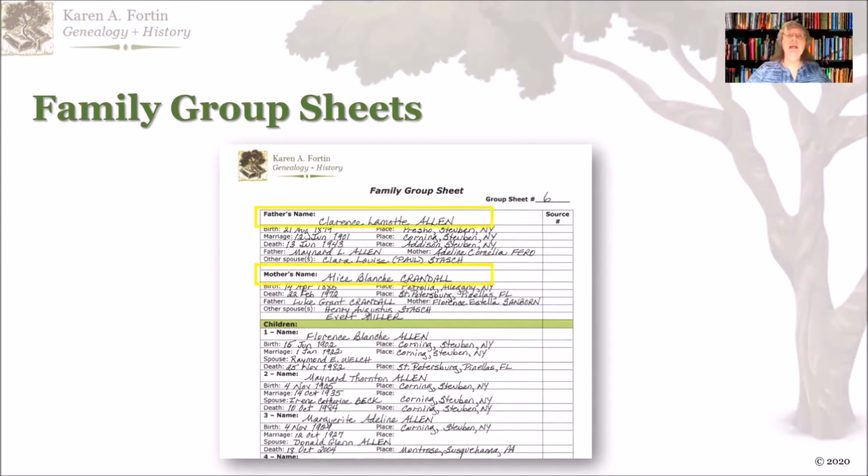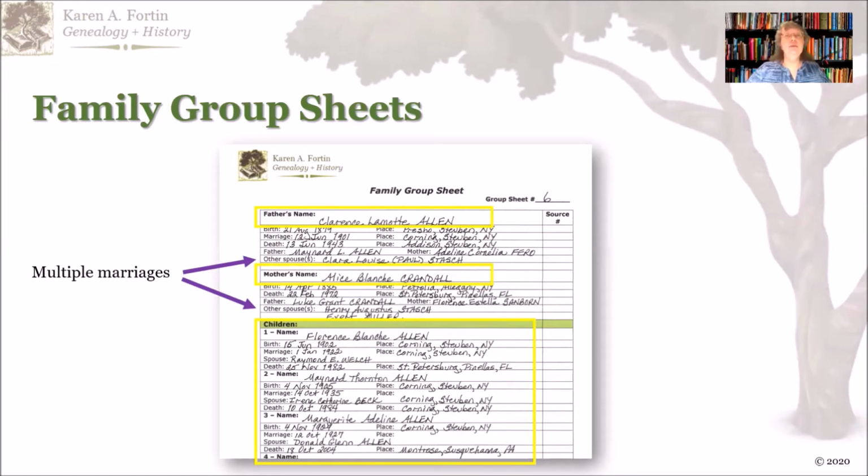You would enter the names and information for the father and the mother, and for each of the children who were born to them. There's also room to list the names of any additional spouses that they may have had. This can be helpful if you're trying to research them at different points in time.